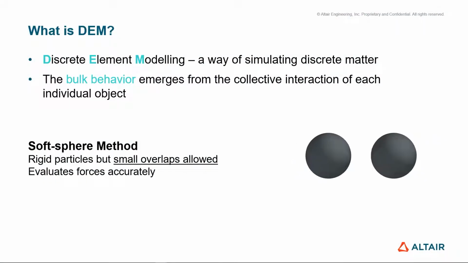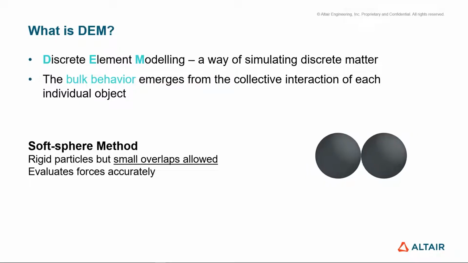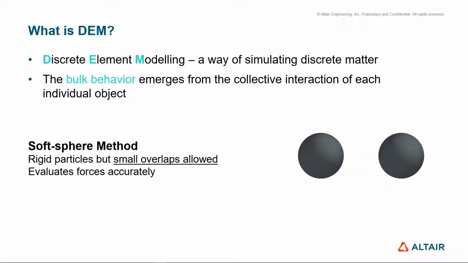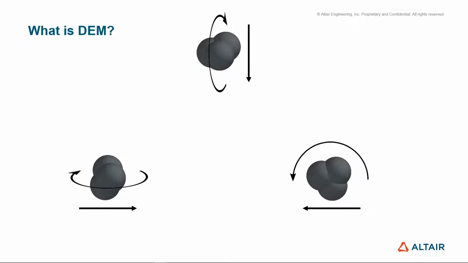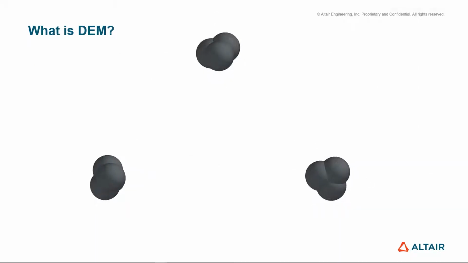DEM is a way of simulating discrete matter, in our case particles, that represent granular material, or any particle that we want to simulate. So in EDEM, the particles are assumed to be rigid, but small overlaps are allowed to represent deformations during contact. And because of the existence of those overlaps, we can calculate normal and tangential forces between the particles. Here is a simple example of three particles colliding.